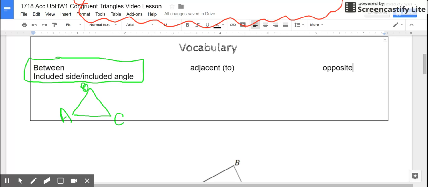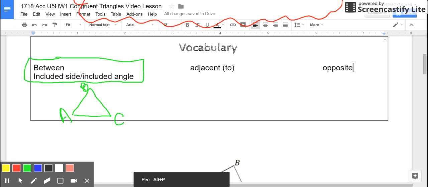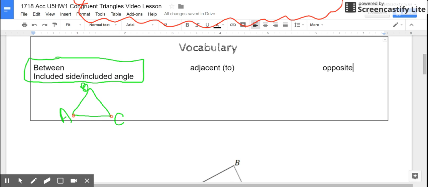If something is between, it lies in the middle of two other things. So in this particular example, if I look at angle A and angle C, side AC is between angle A and angle C.